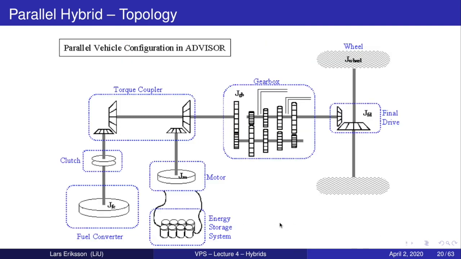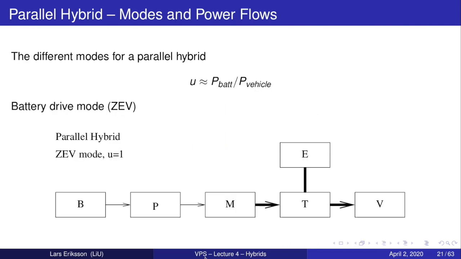Another more mechanistic view of the same system is that we have the electrical energy storage, the motor for drive, we have the combustion engine with clutch and torque couplers, we have the gearbox, and we have the final drive out to the wheels. Coming to the different modes for parallel hybrid, we have the same definition of the control signal, and in zero emission mode we are taking all energy from the battery and driving the vehicle.